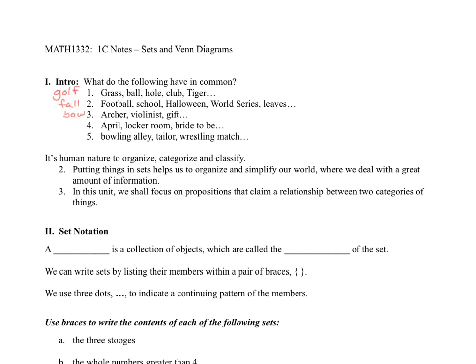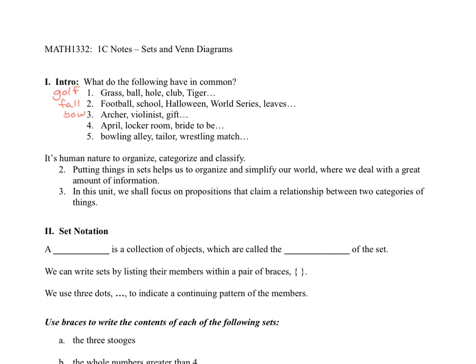So here are the first three: grass, ball, hole, club, and a capital T, Tiger. Those all pertain to golf. The next one: football, school, Halloween, World Series, leaves. Those all pertain to fall or autumn. The third one here: archer, violinist, gift. Those all have to do with a bow.